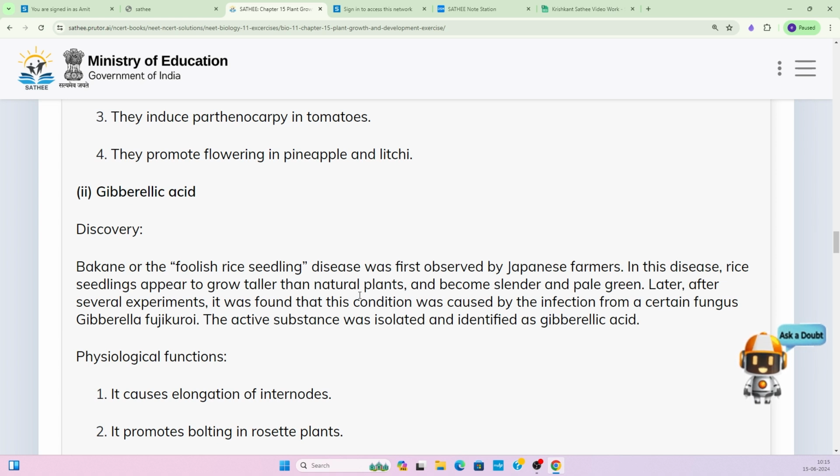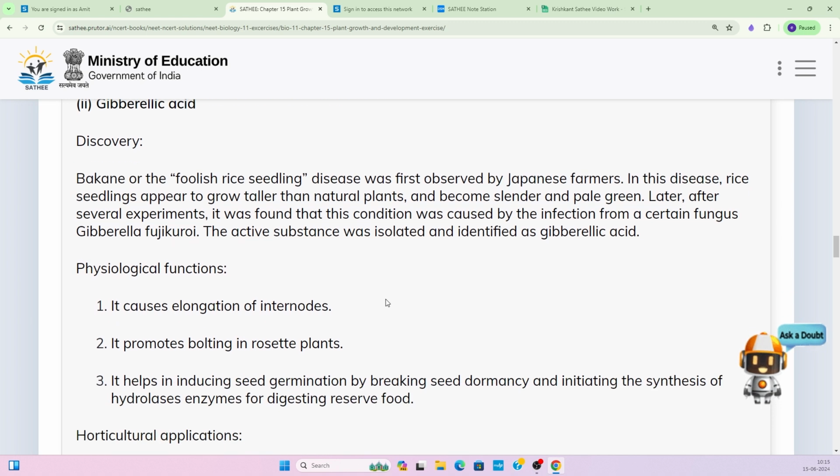And later, after several experiments, it was found that the condition was caused by infection from a certain fungus, Gibberella fujikuroi. When they spread it, they showed that the plant increases in height. So the active substance that was isolated from that fungus was the gibberellic acid, right? Later the gibberellic acid was extracted from the plant itself.